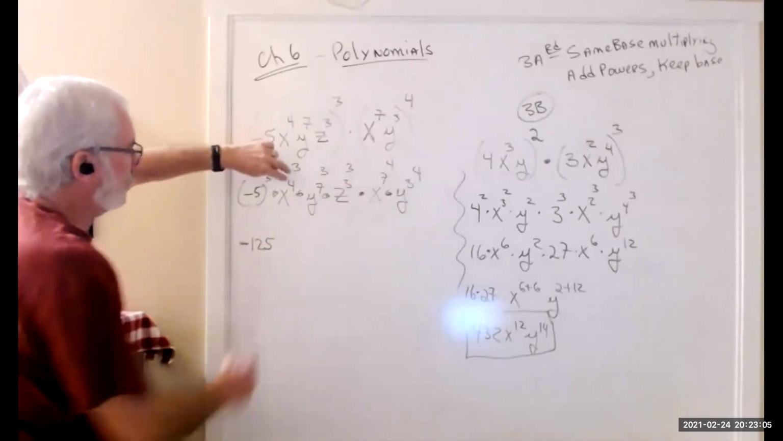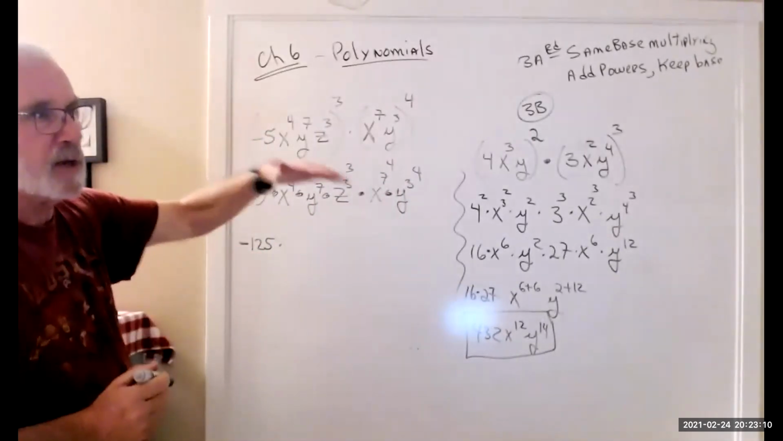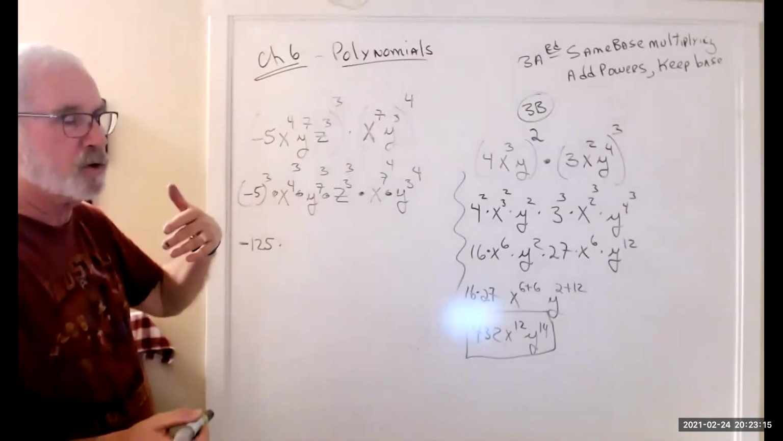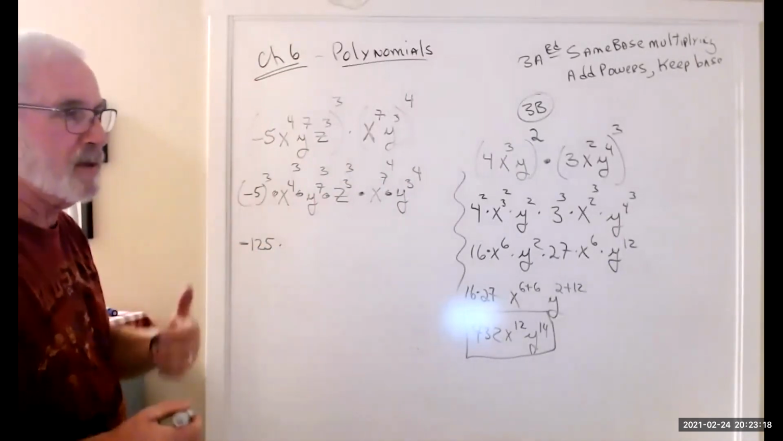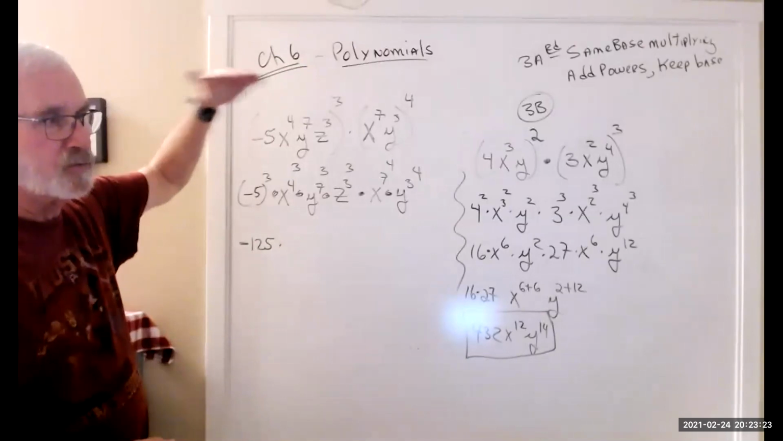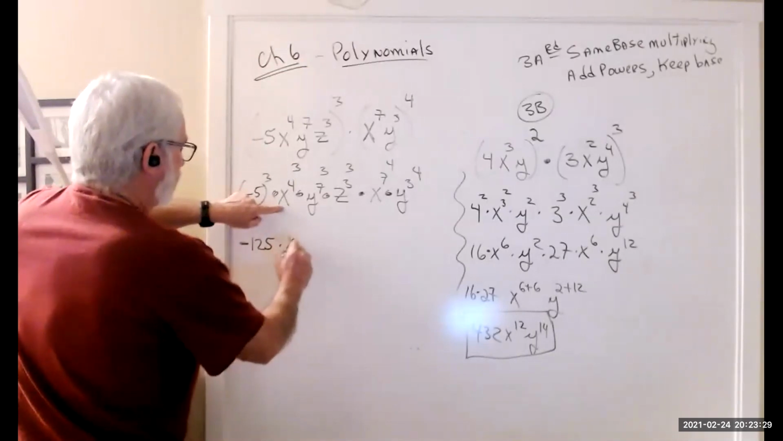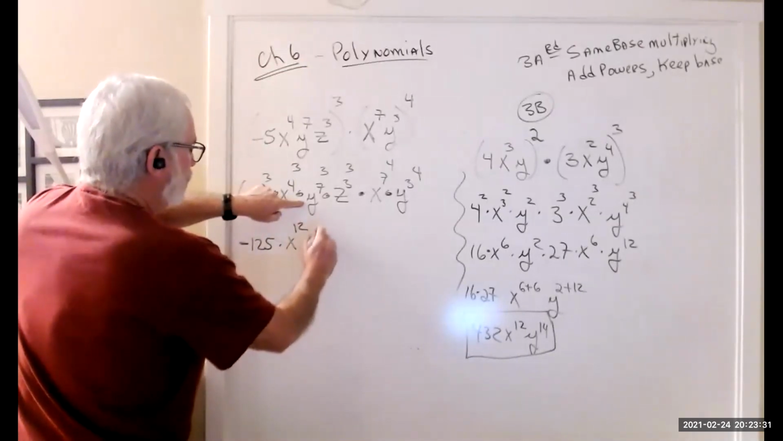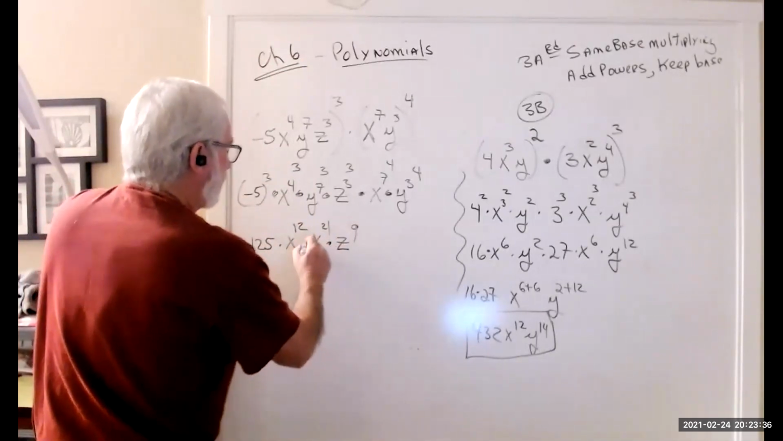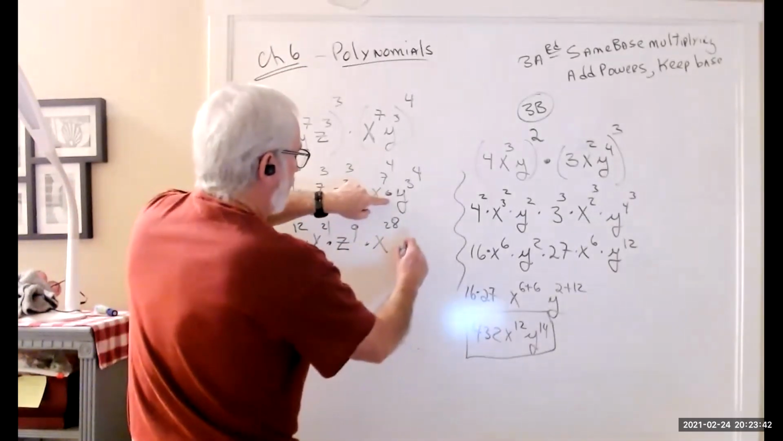Power raised to a power, follow, again, guys, I can't stress enough, follow those steps in order. You can't skip around. You can't do them out of order. You'll get screwed up. Maybe once in a while you get it right. Most of the time you'll get it wrong. Follow those first, second, third steps. So this will be x to the 12, y to the 21, z to the 9. This will be x to the 28, y to the 12.